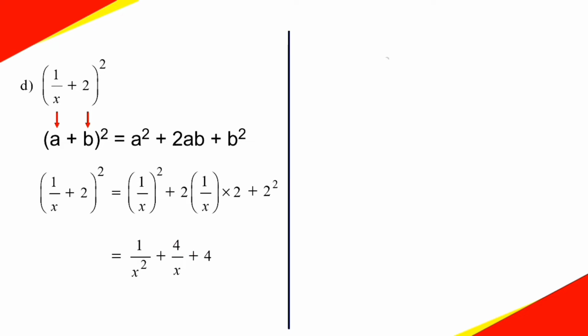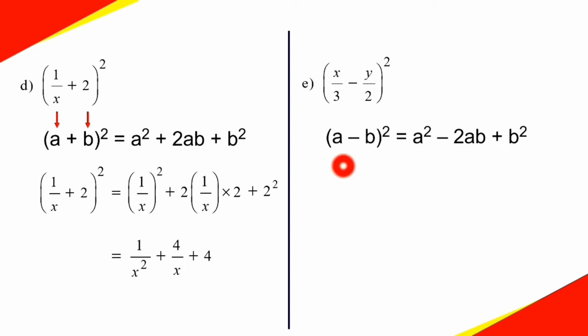Now we are going for the next option, that is E. What is it? (x/3 - y/2) whole square. By seeing this, can you get the identity? Can you remember that identity? Right, that is identity number 2. That is (a - b) whole square is equal to a square minus 2ab plus b square.